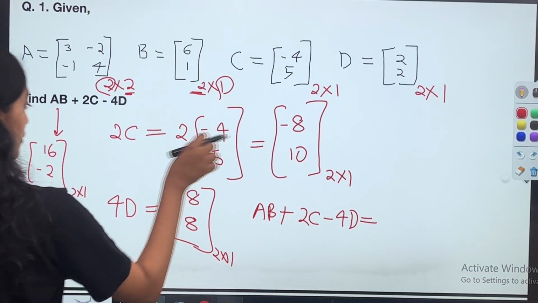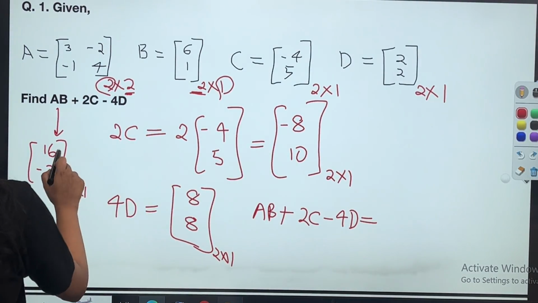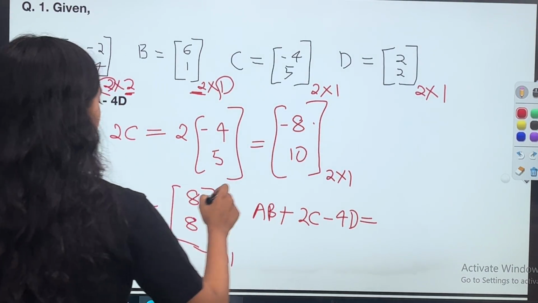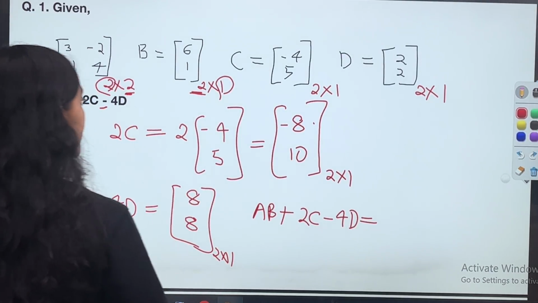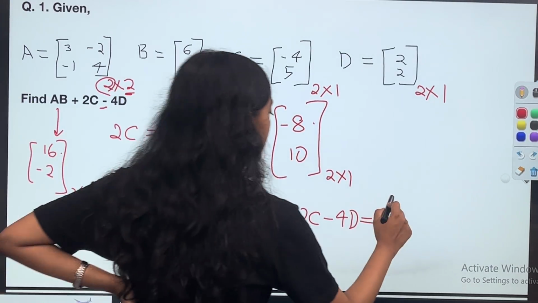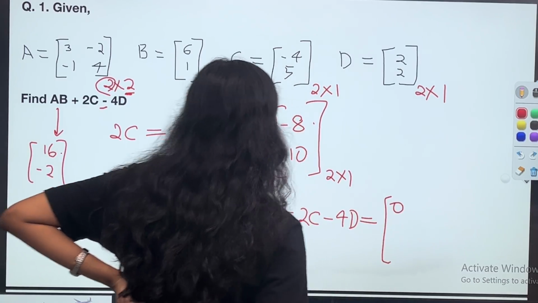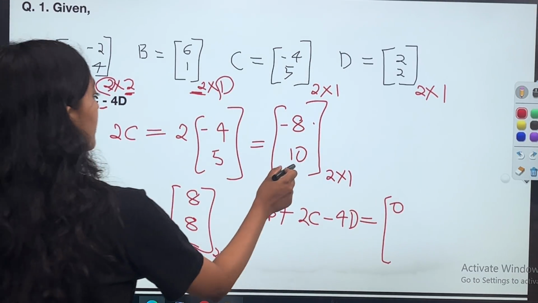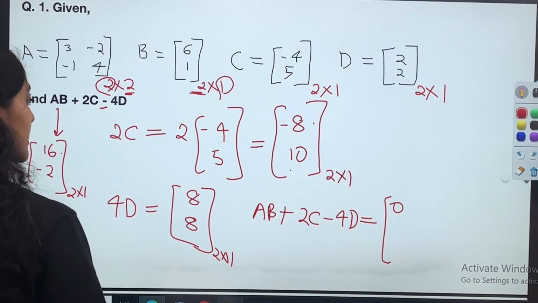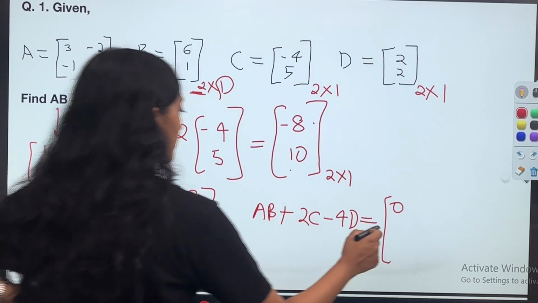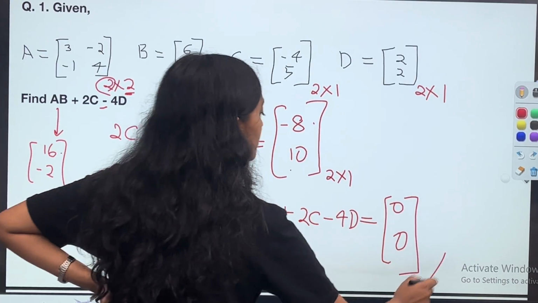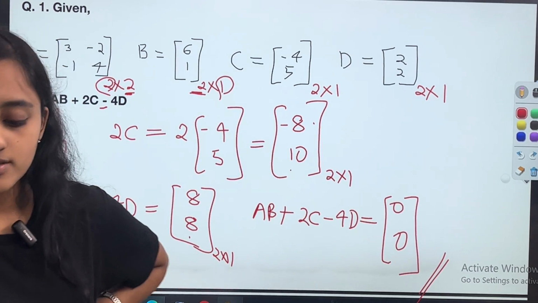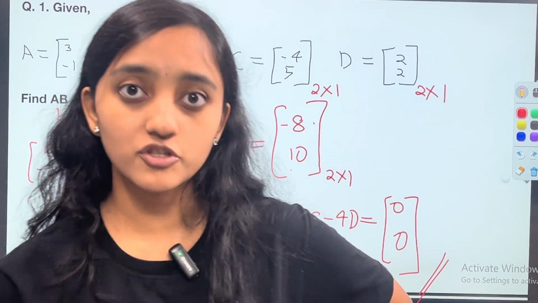Okay. Let's try to add up the first element. 16 minus 8 minus 8. 16 minus 8 is 8. 8 minus 8 is 0. So the first element up is 0. Then minus 2 plus 10. Minus 2 plus 10 is 8. 8 minus 8 is 0. So you get a null matrix. This is the answer to the first question. 0, 0. That is the answer to the first question.